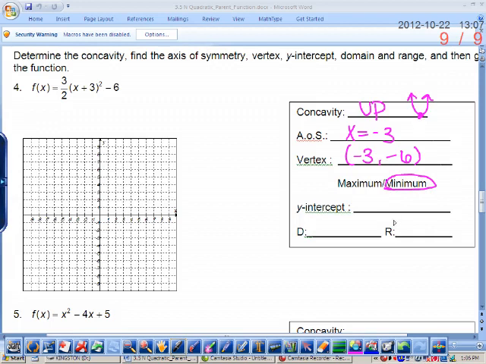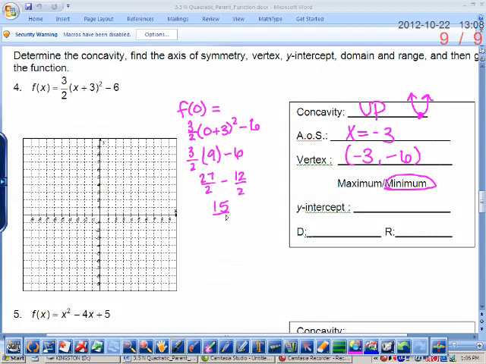Okay? All right, how am I going to find my y-intercept? Plug in 0. So 3/2 times 0 plus 3 squared minus 6. 0 plus 3. 3 squared is 9. Okay, 3/2 times 9, that would be 27/2 minus 6, which is 12/2. So what do I get? 15/2.